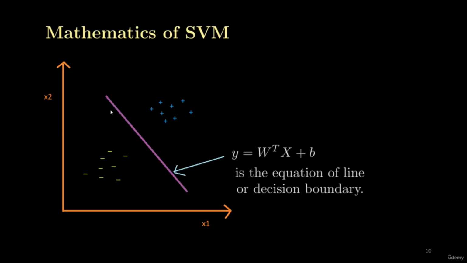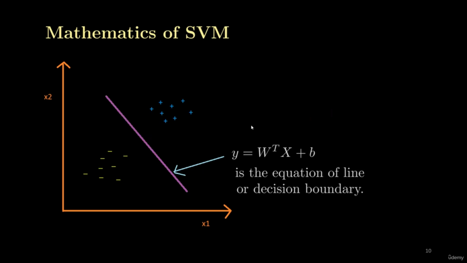So here are our classes. We have two classes: a negative class and a positive class, and we have separated the data using a support vector machine classifier. This is the decision boundary, and this is also a straight line. Therefore, this decision boundary can be represented with the help of a straight line equation.